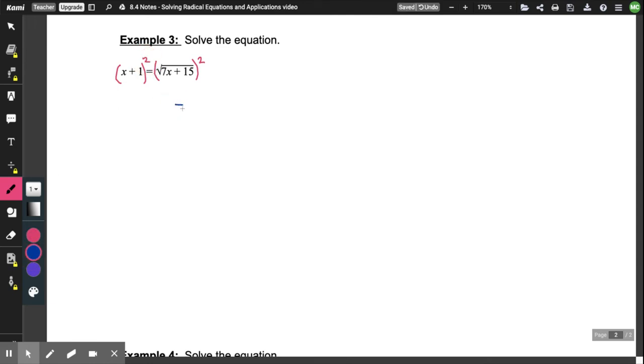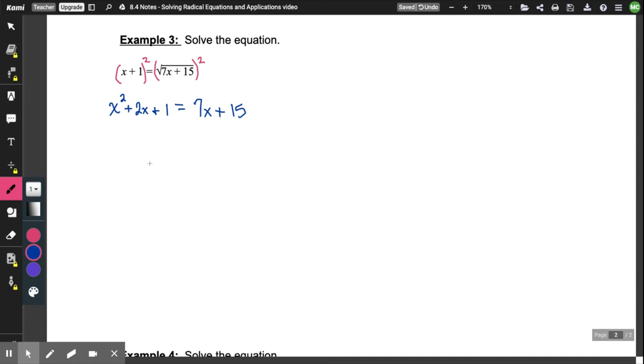Now on the right side of this equation, the effect of that is just that the square root gets canceled, so I have 7x plus 15. On the left side of the equation, x plus 1 squared means x plus 1 times x plus 1. So that means I have to distribute, or FOIL, or whatever you want to call it. So x squared plus 2x plus 1.